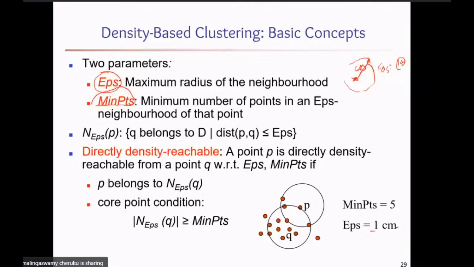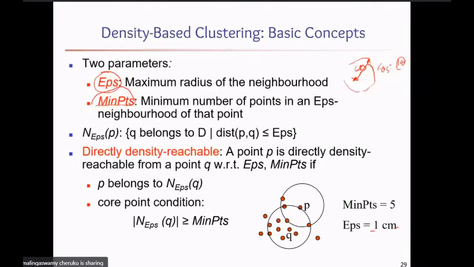What is meant by it indirectly means that it is not surrounded by more data points. We can say it is not a density point. And this process continues until all the points have been explored.